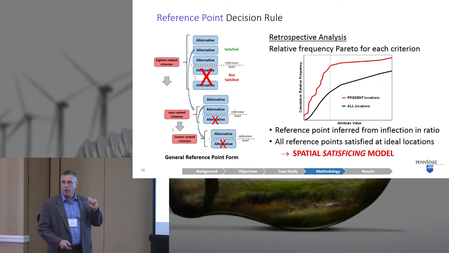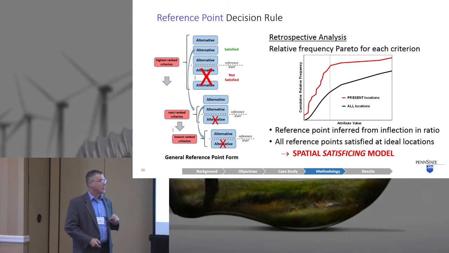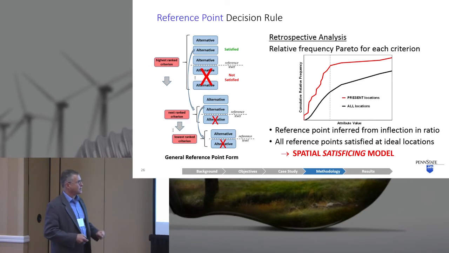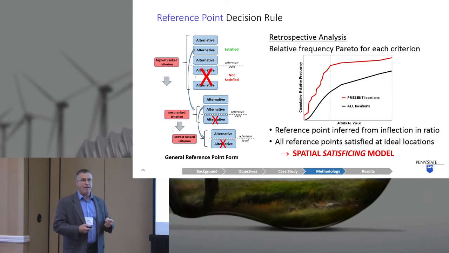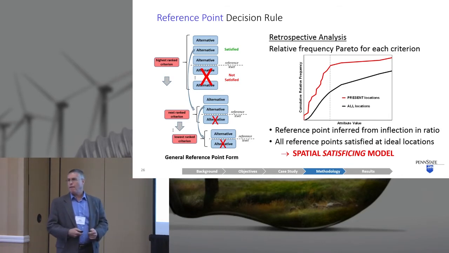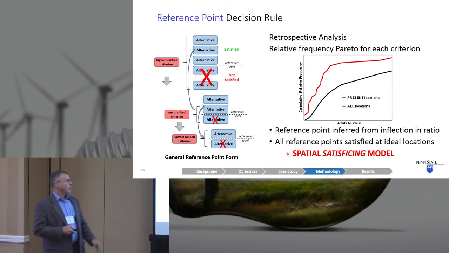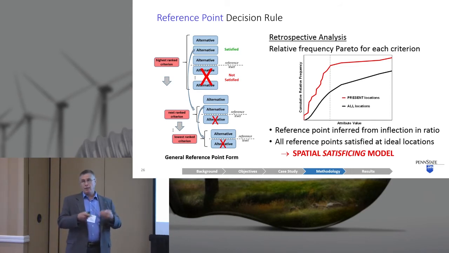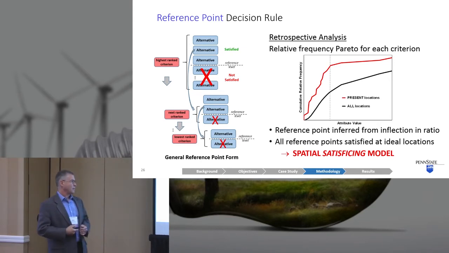And what we're looking for in terms of identifying a reference point is, is there an inflection in the ratios of these curves? If there is, we can say, looking at this curve, for example, following the red line, the attribute is getting higher and higher and higher. That's good. And then all of a sudden, it seems like we've met a point where we're satisfied right now. That's good enough, and that's the identification of the reference point. And if all reference points are satisfied at the ideal locations, that's the essence of this model. So we don't end up with a probability model, we end up with a satisficing model.